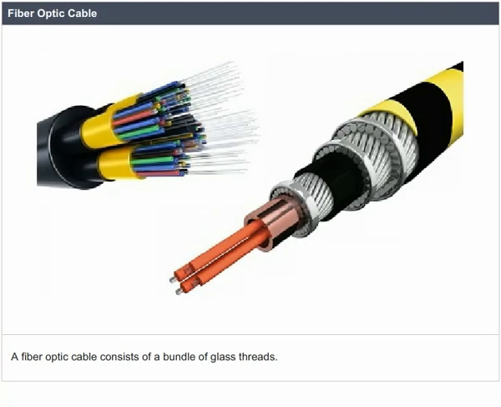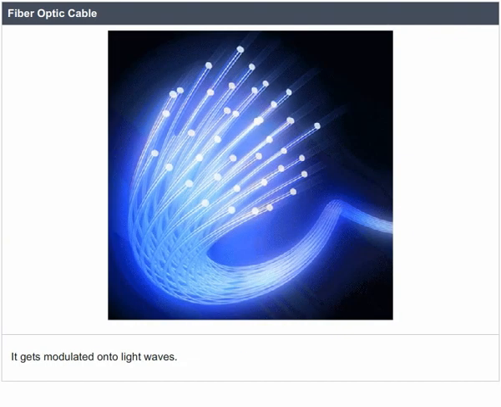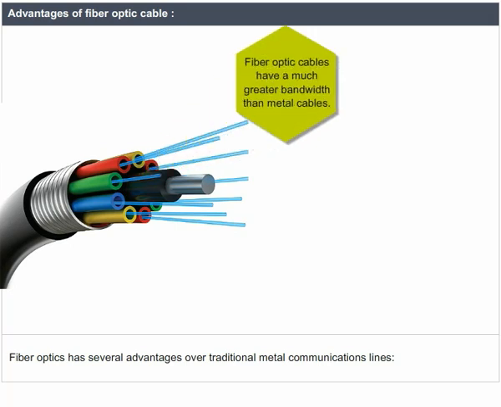Fiber optic cable. A fiber optic cable consists of a bundle of glass threads, each of which is capable of transmitting messages. It gets modulated onto light waves. Advantages of fiber optic cable. Fiber optics has several advantages over traditional metal communications lines. Fiber optic cables have a much greater bandwidth than metal cables. This means they can carry more data.